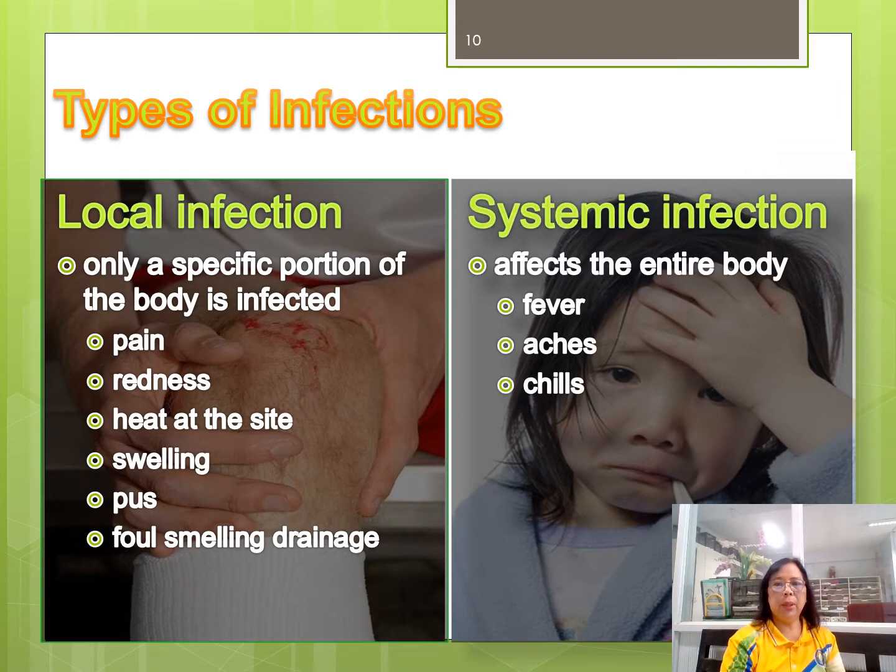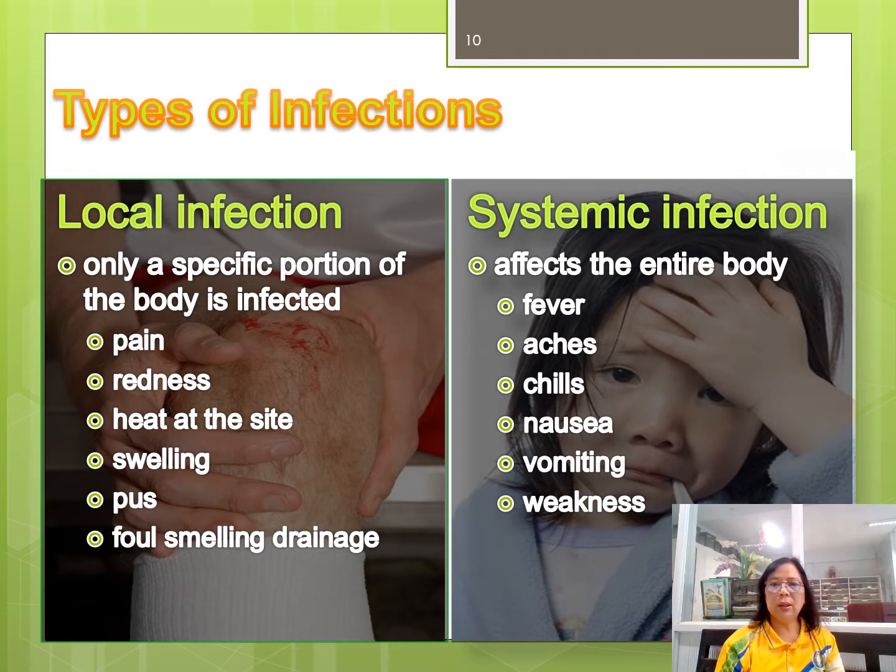Although we have also systemic infection. Systemic infection, ibig sabihin yan, it means that the infection had already spread to a bigger portion or it had infected a certain system of the body. So usually the common symptoms are, of course, fever, aches, or pain, and then chills or even nausea, vomiting, and of course, weakness. So these are the systemic infection.